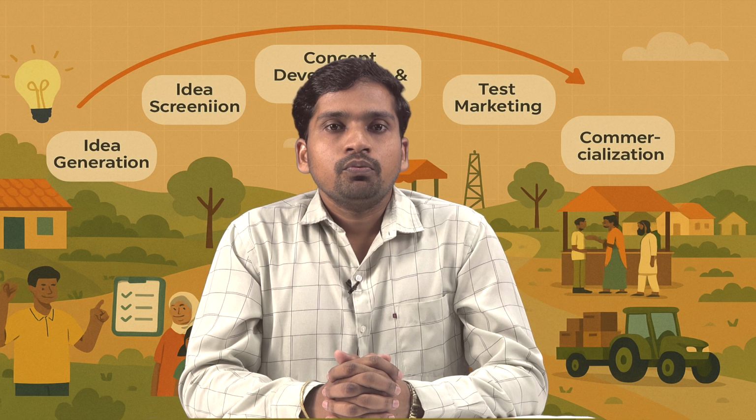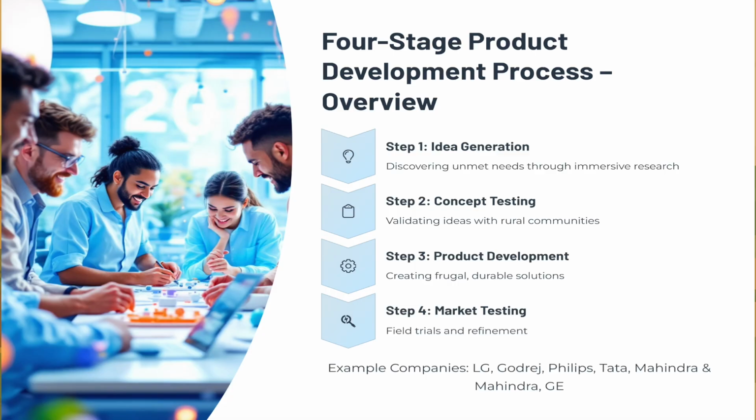So, once a company has identified its target rural customers, understood their unique needs, and decided how it wants its brand to be perceived, what's the next logical step? It's to create and launch a new product that precisely suits these requirements. We are seeing a growing interest in rural markets with major companies like LG, Godrej, Philips, Tata, Mahindra and Mahindra, and GE now focusing on designing products that truly match rural needs and lifestyles.